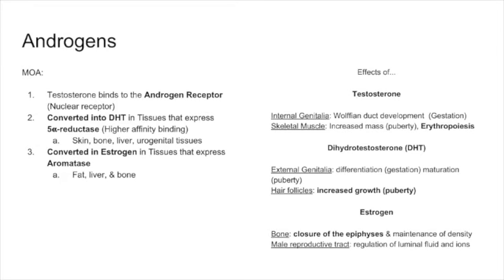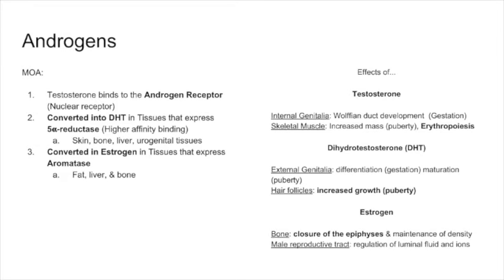Testosterone is also converted into dihydrotestosterone, DHT, in our tissues that express 5-alpha reductase. So this actually has a higher affinity for those same androgen receptors and can cause some different effects on our specifically skin, bone, liver, and urogenital tissues. Finally, the last thing that can happen is in tissues that express aromatase, testosterone can be converted into estrogen.